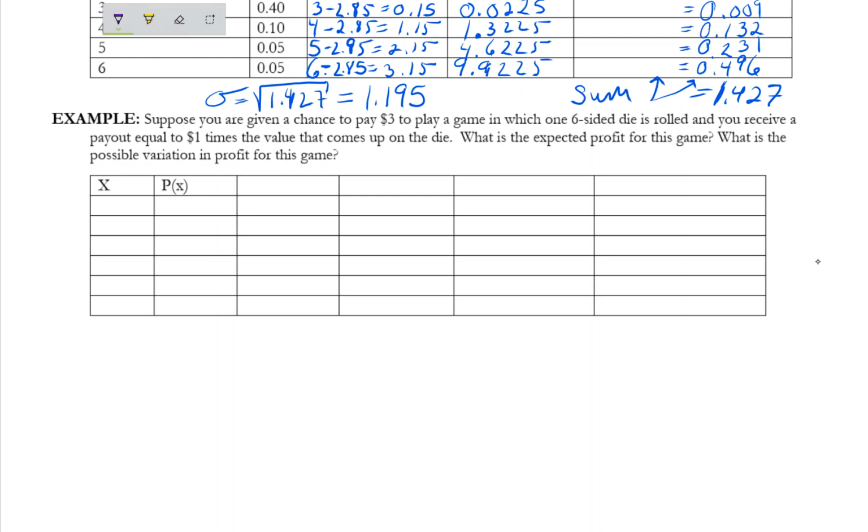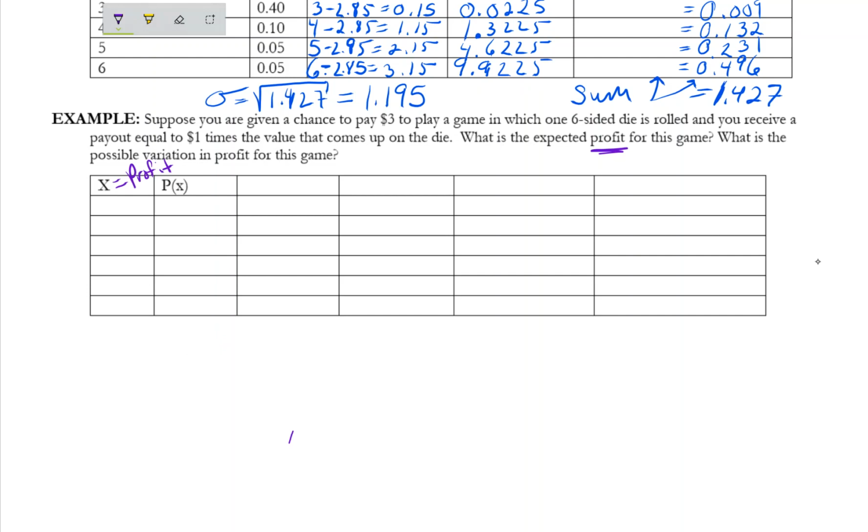So this is going to be a little complicated. I've got X and P of X there. The first thing I want to note about this game in particular is what value I'm going to be keeping track of here. So what's the expected profit? I want to focus on X being profit, so what I make from the game, not what I win from the game.